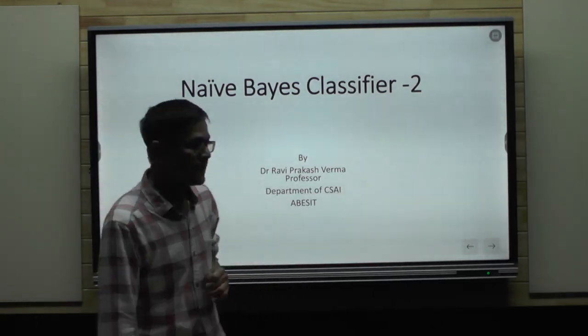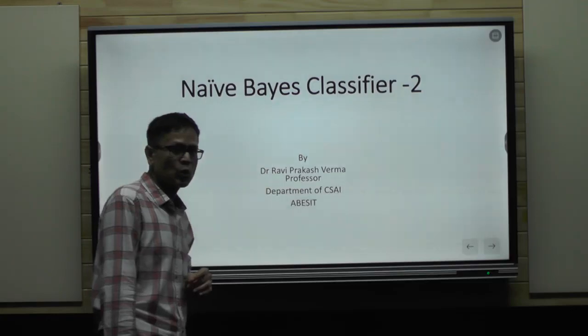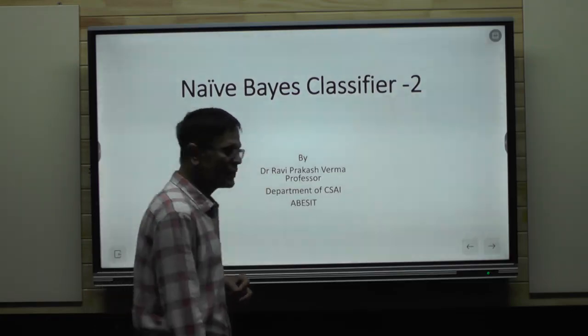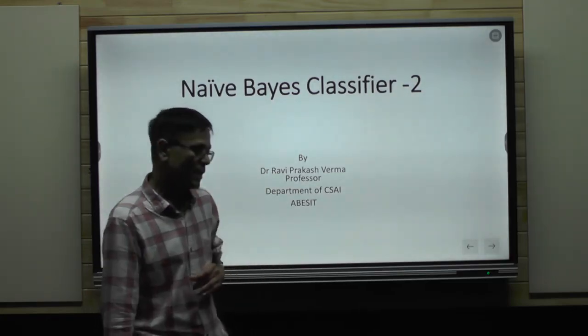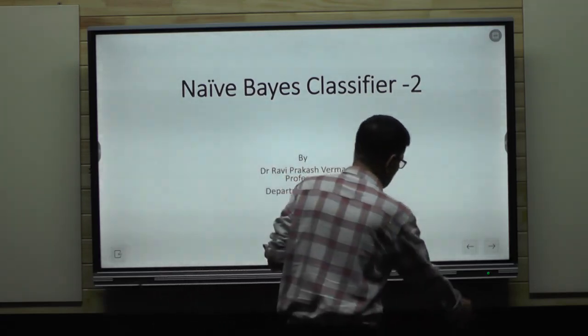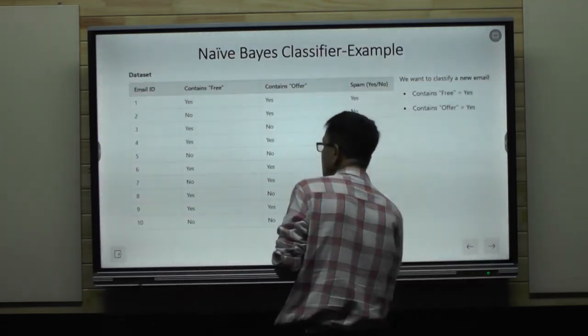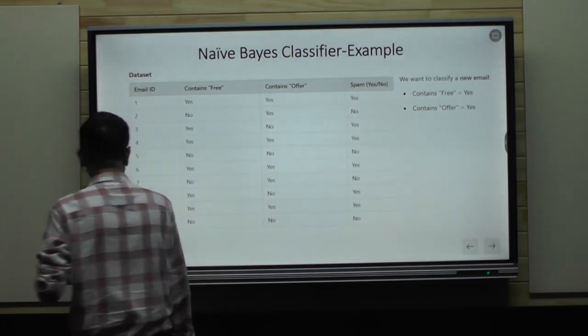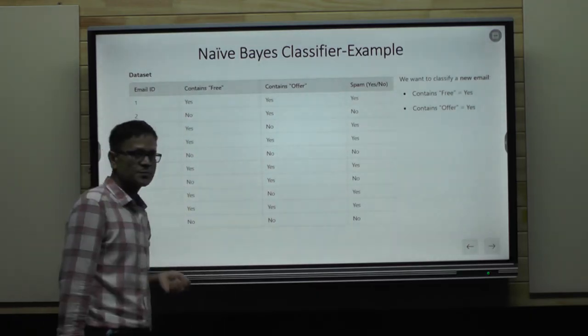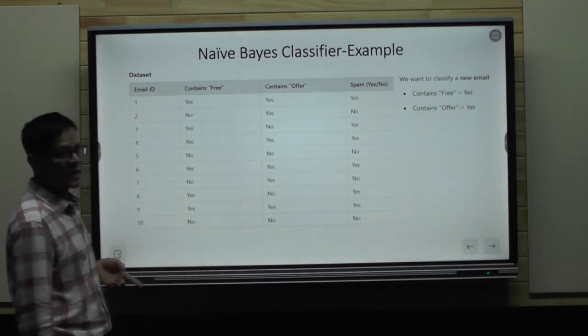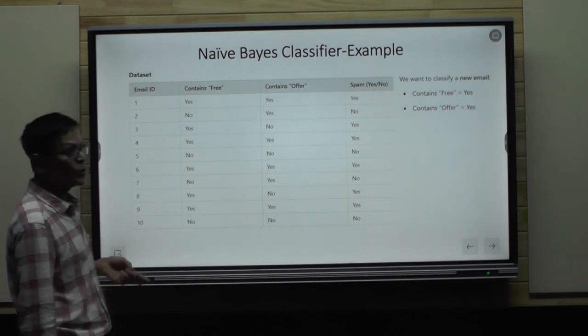Okay students, welcome back to the naive Bayes classifier part 2, where we'll try to solve an example, and by solving the example we expect that you will have clarity of implementation. So let's say this is a data set given to you.